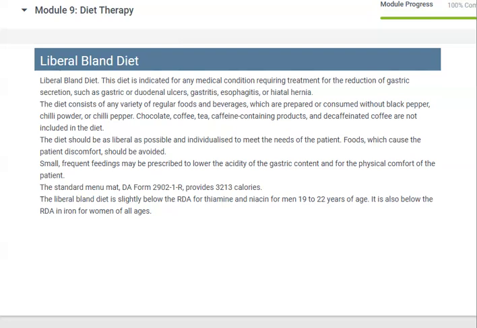The standard menu mat, DA Form 2902-1, R, provides 3,213 calories. The liberal bland diet is slightly below the RDA for thiamine and niacin for men 19 to 22 years of age. It is also below the RDA in iron for women of all ages.